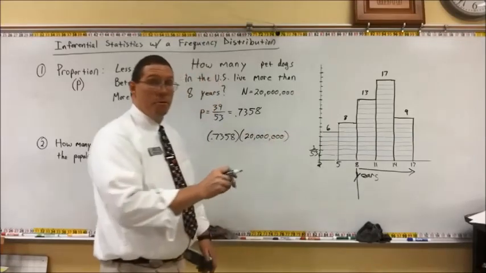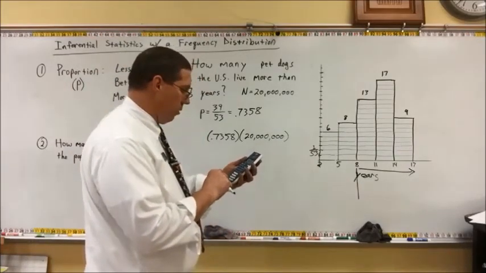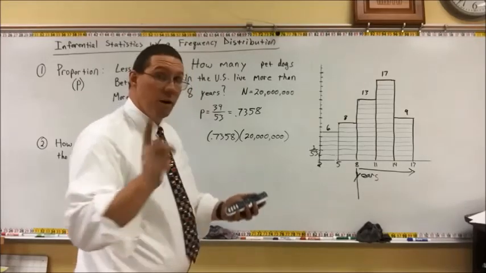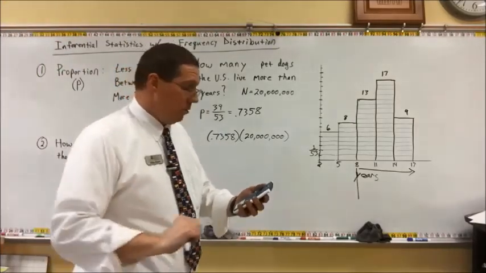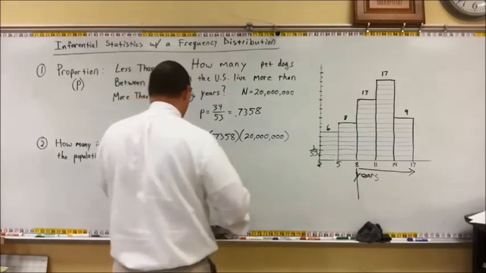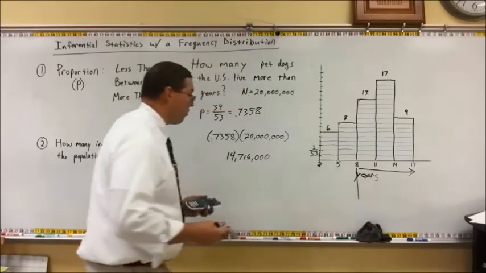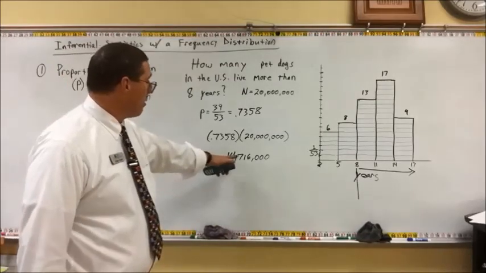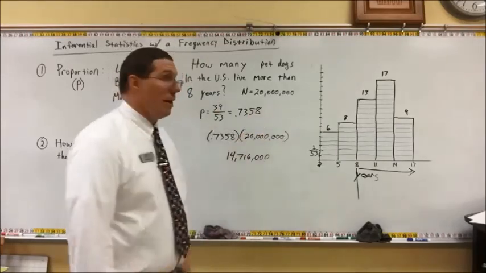Remember, these are made up numbers. I made these numbers up. They're not the truth about dogs in the United States. But you're not allowed to make up numbers when you are actually a grown-up and professional scientist. All right, so we get 14,716,000. But while you're practicing as a student, you can make up all the numbers that you want just to practice the techniques. So this means that 14,716,000 dogs, according to this data, live more than 8 years.